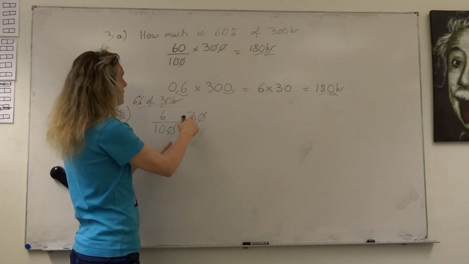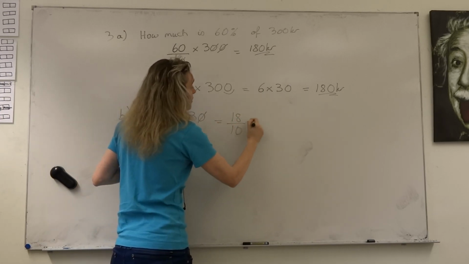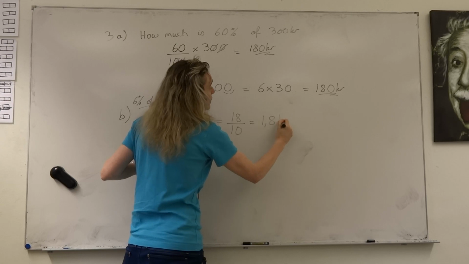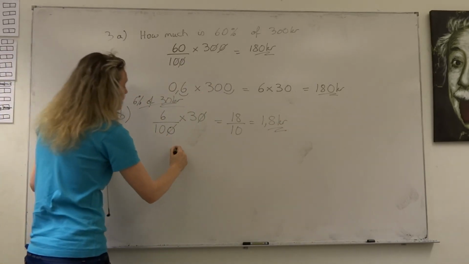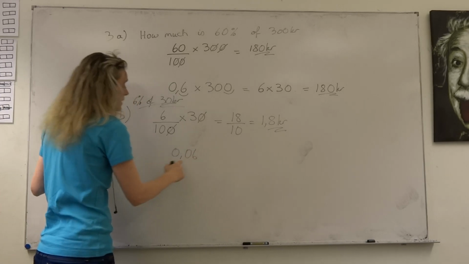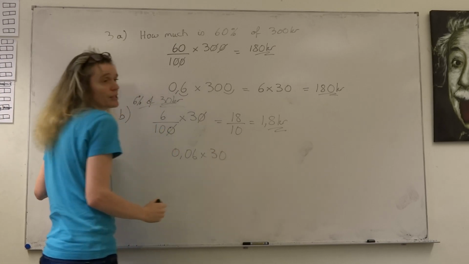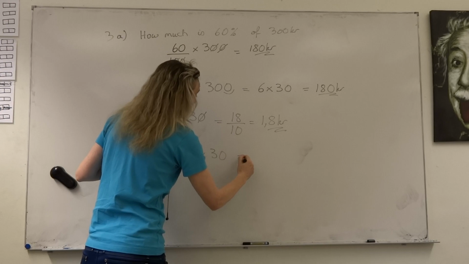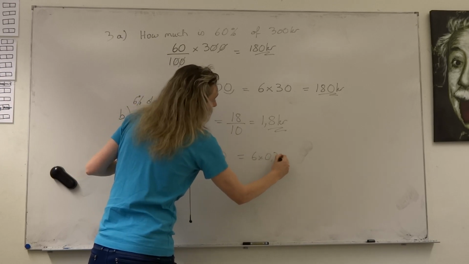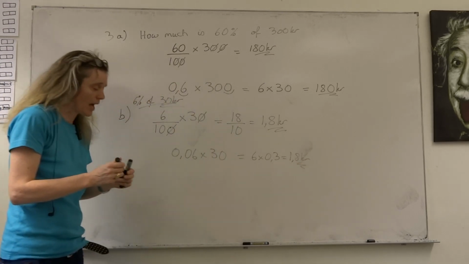What do we get then? 6 threes are 18. 18 divided by 10 on the bottom gives us 1.8 kronas. Okay? Or we could have done 0.06, that's the same as 6%, multiplied by 30, which is the same as 6 times 0.3, which is the same as 1.8 kronas. And you can do it whichever way you like there.